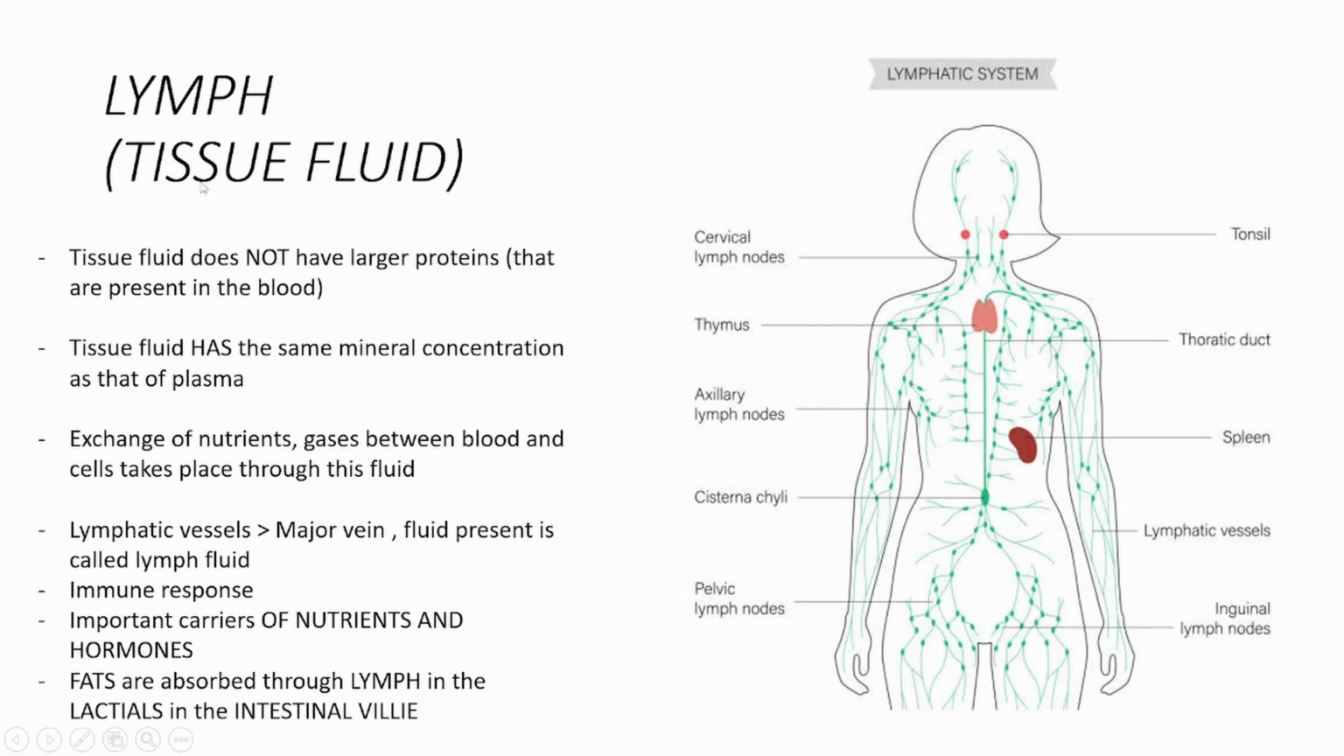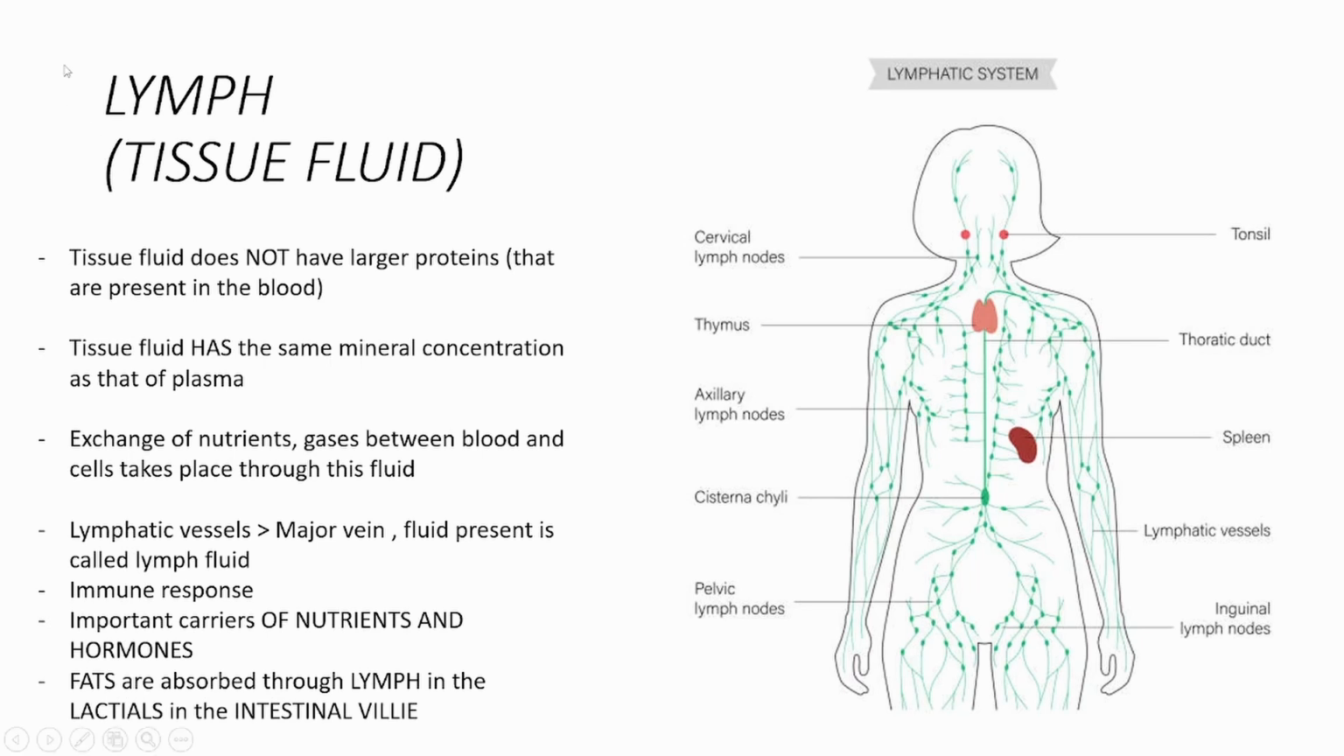Next, this is lymph or tissue fluid. So when blood is passing through capillaries and different tissues, some of the water along with some small minerals leaks out of the capillaries, and that forms tissue fluid. So tissue fluid, you have to remember a few facts where questions can be asked.